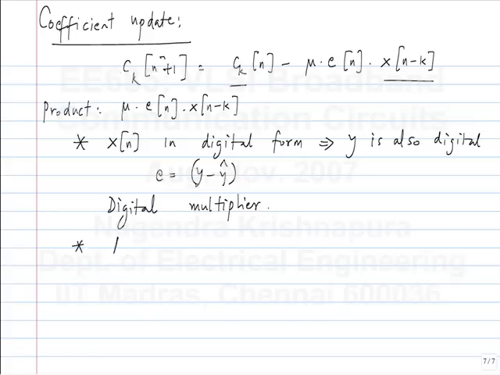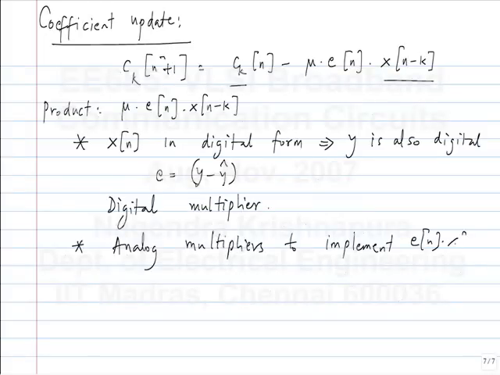Or you can think of analog multipliers to implement E of n times x of n minus k, okay. Or you can have x itself in analog and just to multiply you can convert E into digital format and try and do that, okay. All those things are possible. But the problem is if everything is in digital format, you can do it somewhat easily. But if your equalizer itself was analog, let's say you made a sample and hold based equalizer, then all your quantities are analog, right.